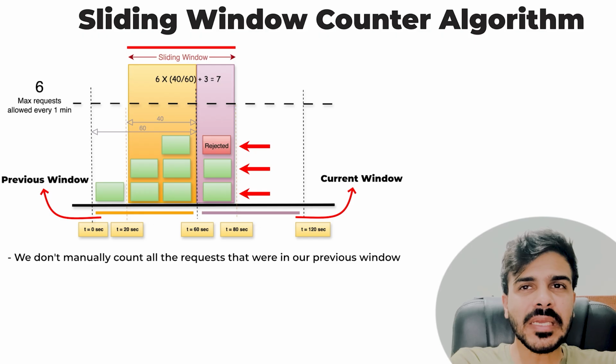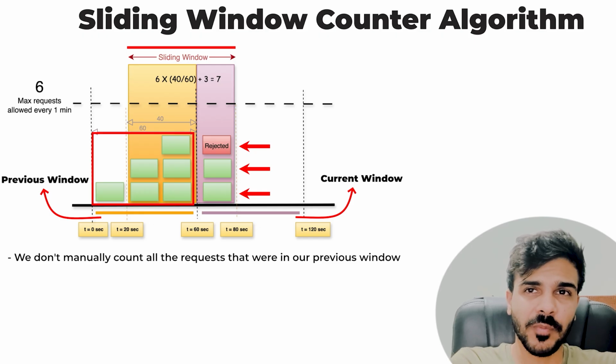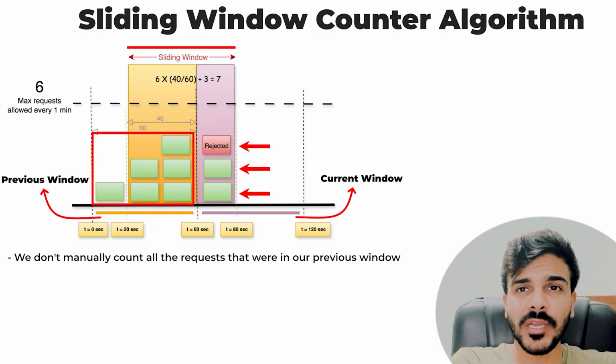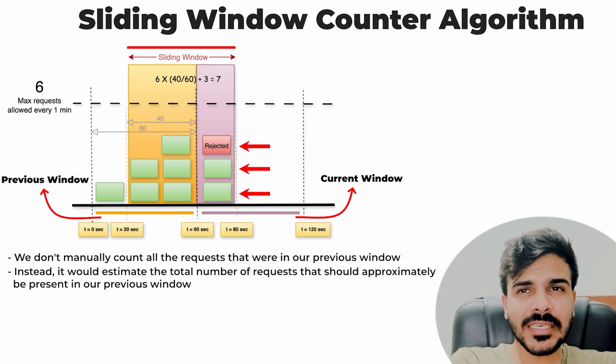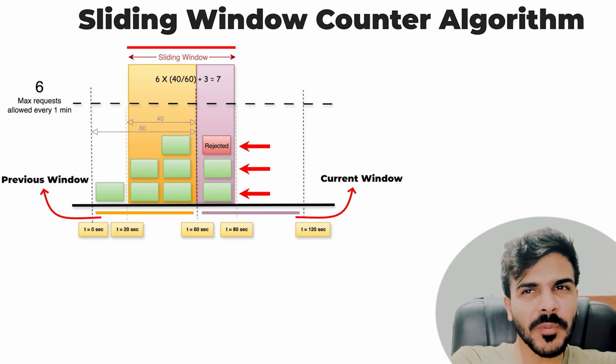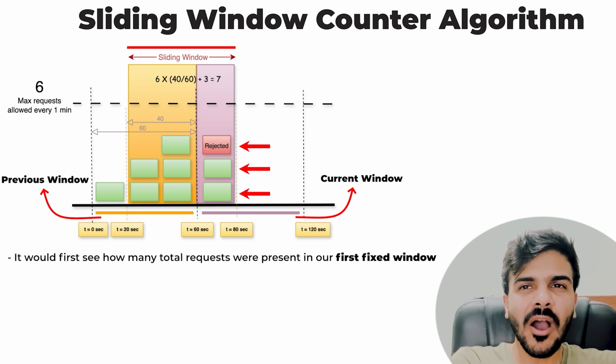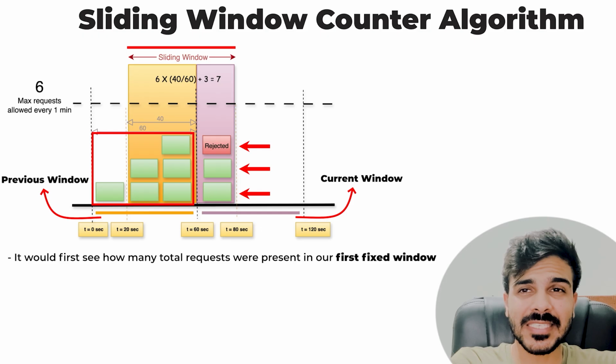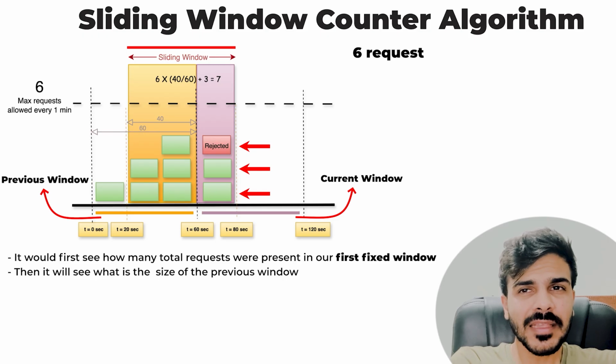Now, for the previous window, here's the interesting thing, and here's the difference. We don't manually count all the requests that were in our previous window, the window which is going from 20 to 60. Instead, it would estimate the total number of requests that should approximately be present in our previous window. What do I mean by this? Let us see with the help of an example. By estimation, it would be pretty simple. It would first see how many total requests were present in our first fixed window. In our first fixed window, we already know that there are 6 requests. And then it will see what is the size of the previous window.